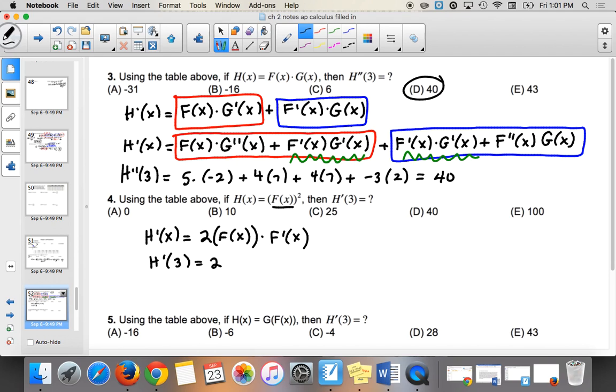Yeah, so f of 3 is going to be 5, and then f prime of 3 is going to be 4. So we get 2 times 5 times 4 is 40.